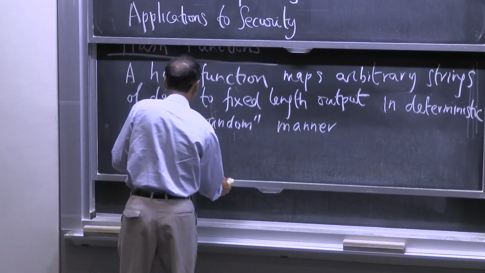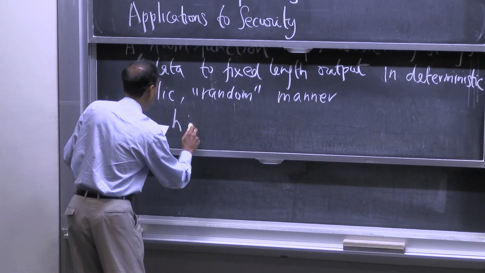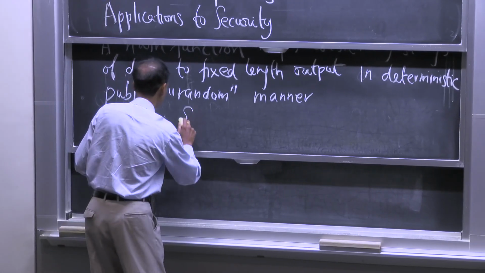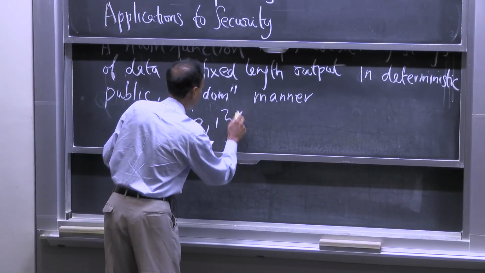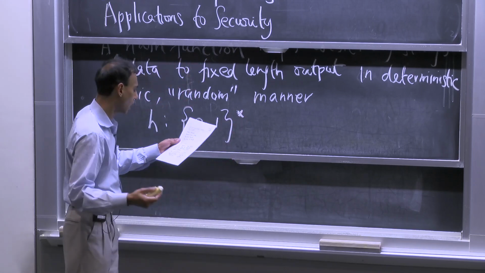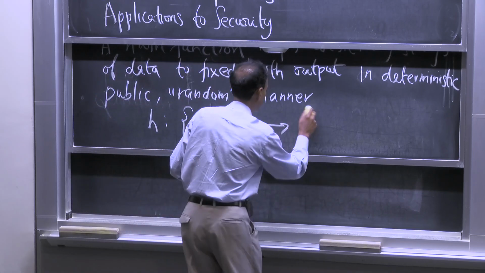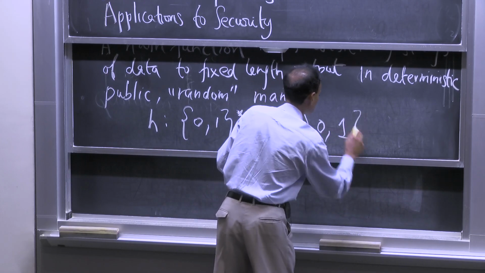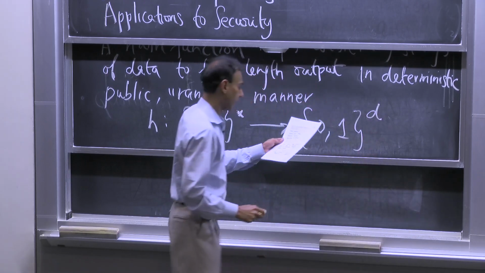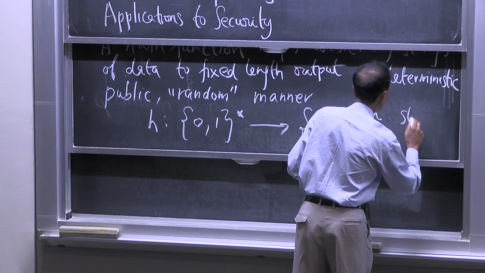And so just from a function description standpoint, you have {0,1}* here, which implies that it's an arbitrary length string. And we want to go to {0,1}^d. And this is a string of length d.